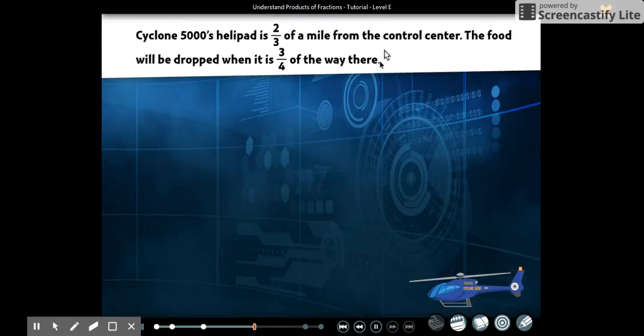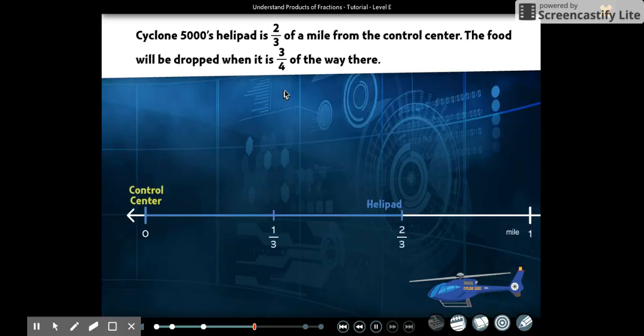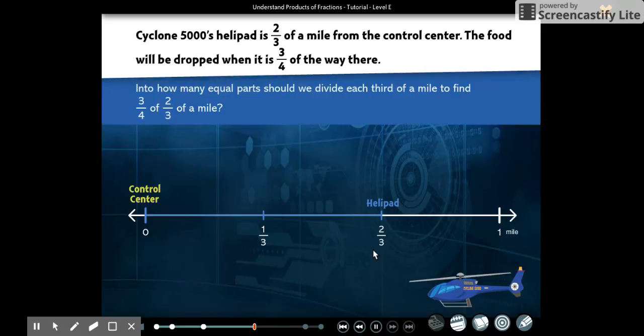The Cyclone 5000's helipad is 2/3 of a mile from the control center. The food will be dropped when it's 3/4 of the way there. But I can't tell how far that is from the control center with 1 mile divided into 3 equal parts. Well, when we found 1/3 of 1/4 of a mile, we divided 1/3 into 4 equal parts. Into how many equal parts should we divide each third of a mile to find 3/4 of 2/3 of a mile?